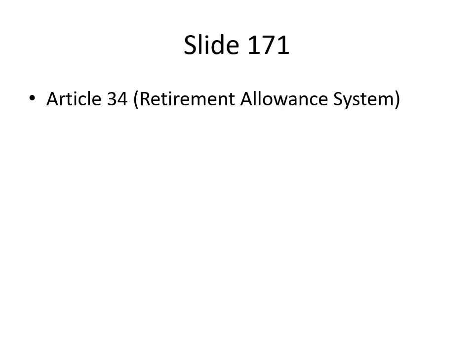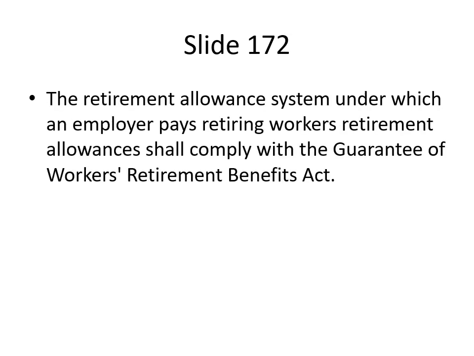Article 34, Retirement Allowance System. The retirement allowance system under which an employer pays retiring workers retirement allowances shall comply with the Guarantee of Workers' Retirement Benefits Act.